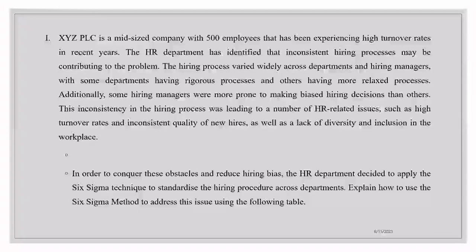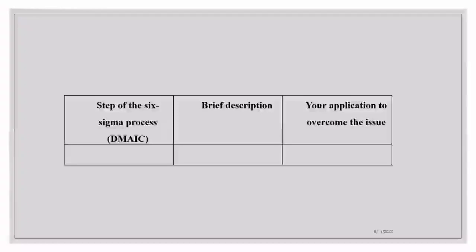Shall we see the table they have given for this question? Steps of the Six Sigma process. There are 5 steps. You are required to write what those steps are, one by one. Then a brief description of each step. What is that step? What is the purpose of that step? Name of the step. Purpose of the step.